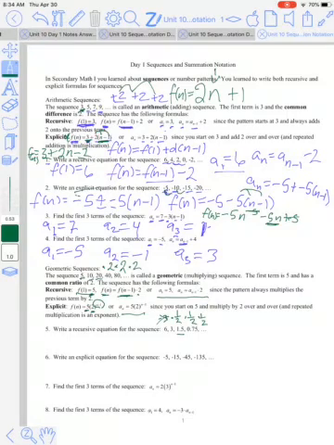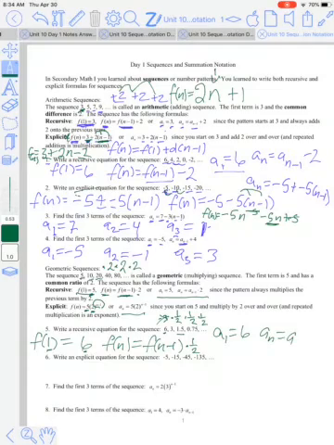So the recursive says, okay, where did we begin? We began at 6. That was our first term, right there. Then we'd say f of n equals the previous term, f of n minus 1, times a half. To do a subscript notation, you would just write a sub 1 equals 6. Then you'd write a sub n equals a sub n minus 1 times a half. That's simple.